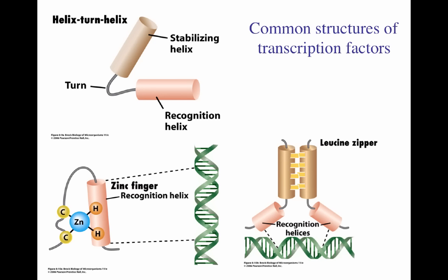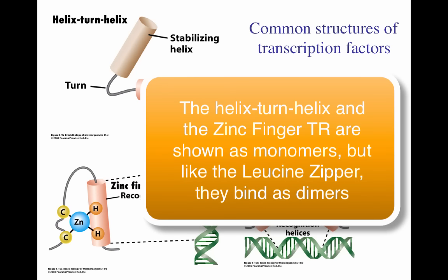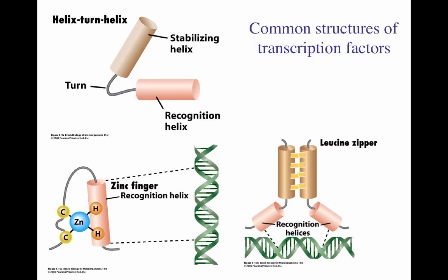Transcription factors can come in multiple different types. I'm going to introduce you to 3 different structural types of transcription factors. You have the helix-turn-helix transcription factor, which usually involves an alpha helix, a loop that is going to be the turn, and then another helix. One of them is going to be a stabilizing helix, and the other a recognition helix that will recognize the DNA sequence to bind.